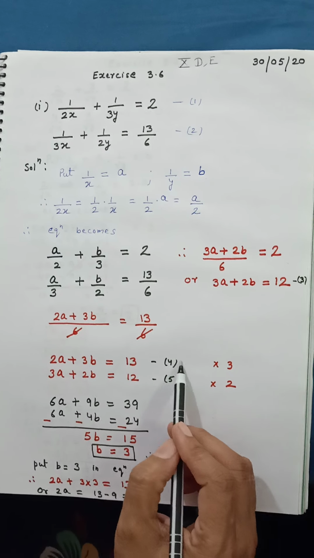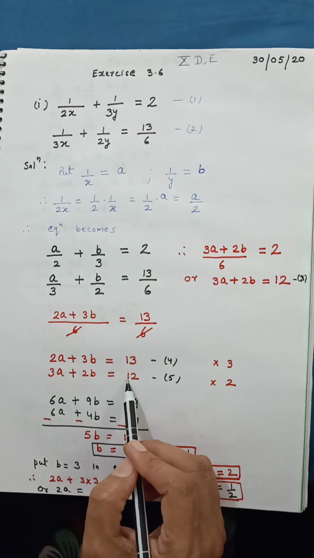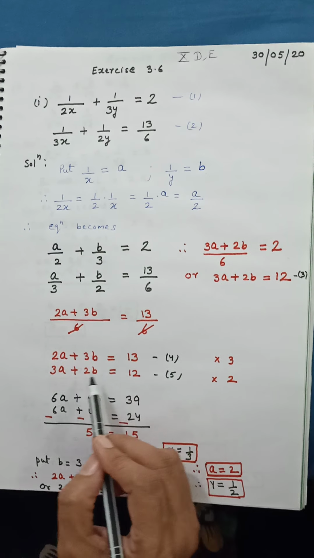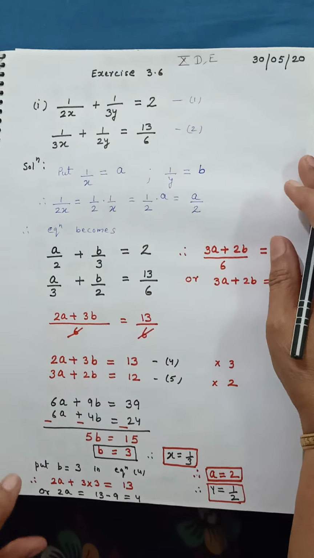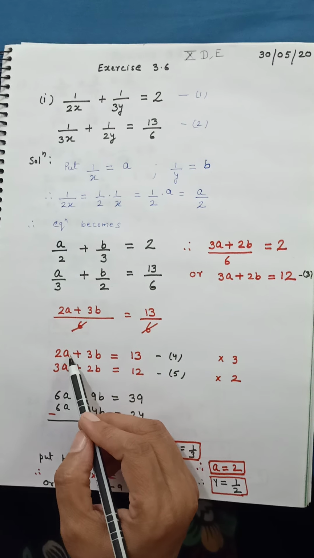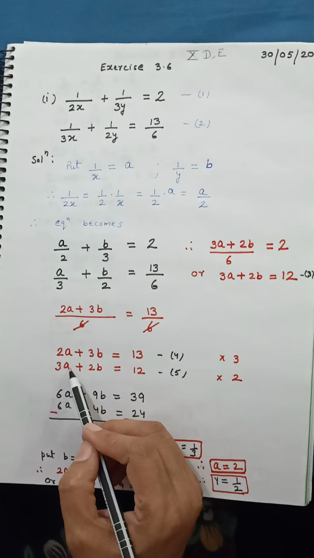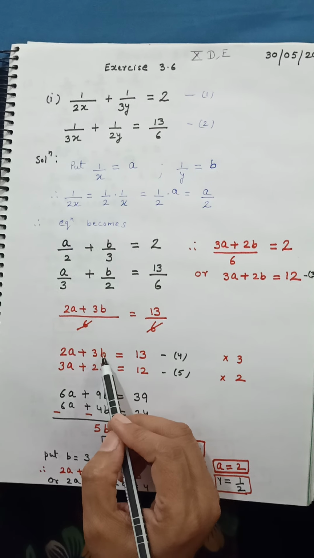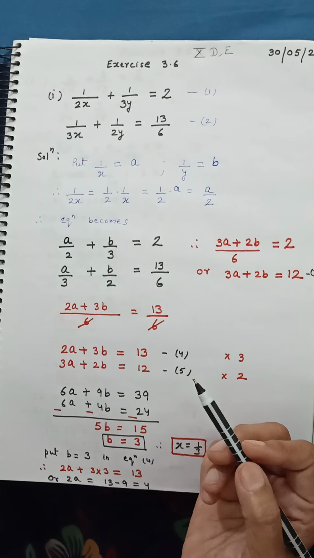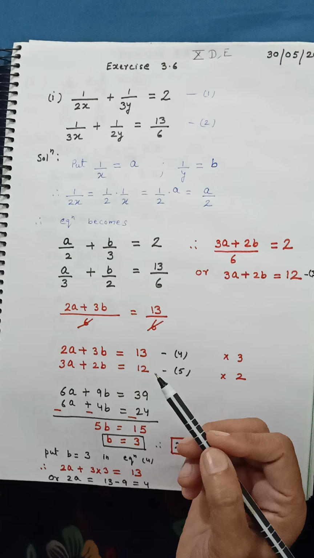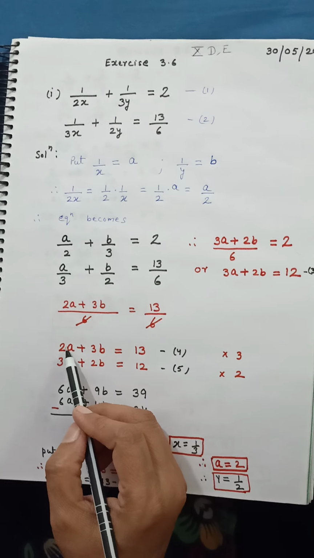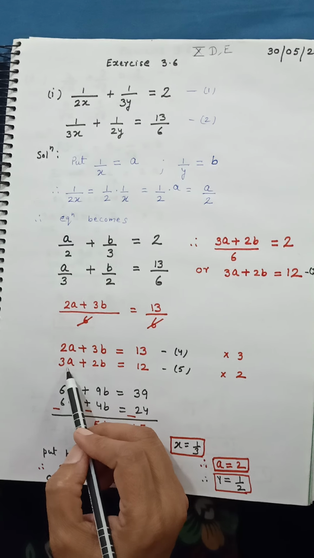Now you can see both the equations are in standard form. ax plus by is equal to constant. If you check the coefficient of a, it is 2 here, and the coefficient of a is 3 there. It is not equal. Here the b coefficient is 3, there the b coefficient is 2, not equal. So we cannot start the question. I have to equate the coefficients. So let us multiply the first equation by 3 and the second equation by 2.